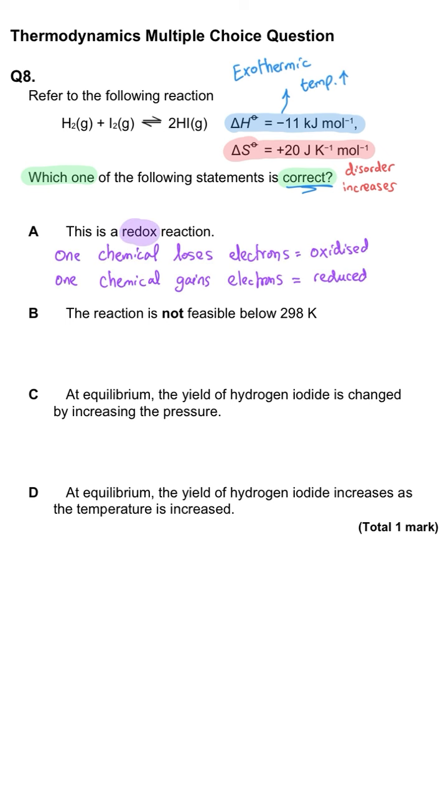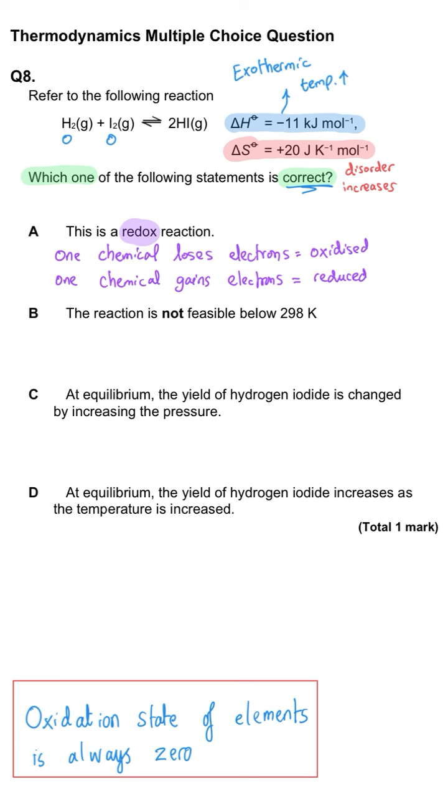Well, if we inspect for oxidation states, the hydrogen has an oxidation state of 0 on the left, and so does the iodine, because they're both elements, whereas on the right-hand side, the hydrogen's oxidation state will be +1, and the iodide's will be -1. So the hydrogen has been oxidized, and the iodine has been reduced. So this is indeed a redox reaction, and so A is correct.